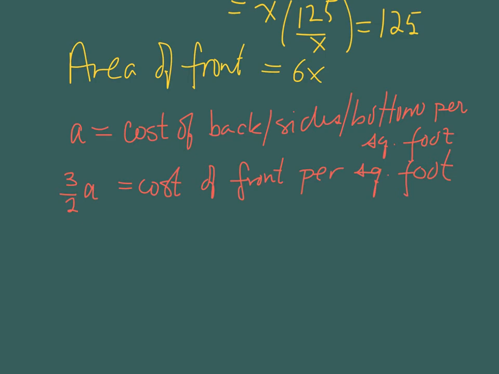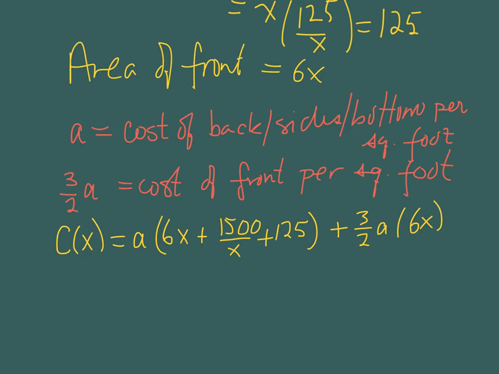Now let's go ahead and figure out a cost function. Let A be the cost of the back, sides, and bottom per square foot. Then we're given in the problem that the cost of the front material per square foot will be 3/2 A. So the cost is the cost of the back, sides, and bottom per square foot multiplied by the area of those pieces, which we've already figured out, plus the cost of the front material per square foot multiplied by the area of the front, which was 6x. And A is just a constant.